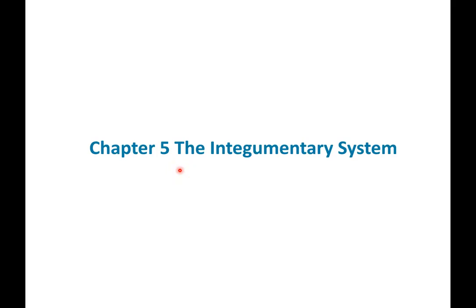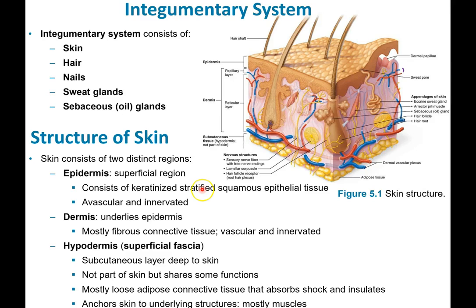This is Chapter 5, the Integumentary System. Now, the integumentary system is comprised of skin and its accessory structures, such as hair, nails, sweat glands, and sebaceous or oil glands. There are two distinct regions of the skin: an outer superficial layer called the epidermis, and an inner layer called the dermis.